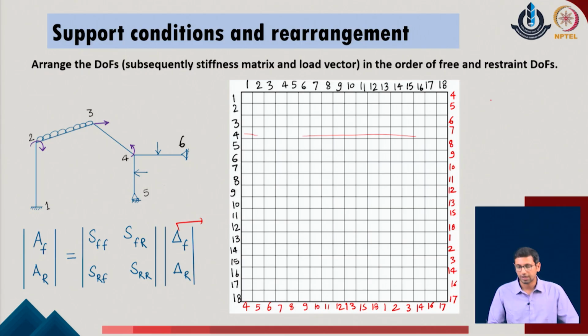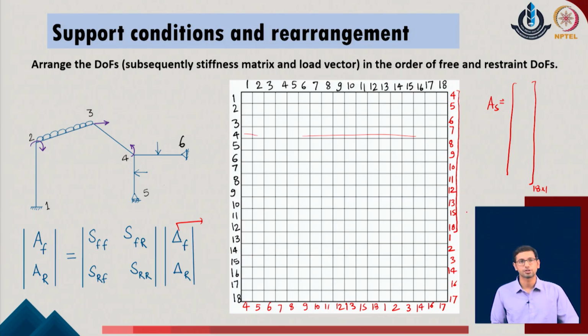So, A of S, which is defined with 18 components in the given system and which has the size of 18 cross 1, will first be written with the positions with respect to the degrees of freedom which are corresponding to the free degrees of freedom. Then we will write the components of the forces with respect to the degrees of freedom which are restrained in the given problem. And this will define that A of S will be broken down into two parts, one corresponding to the free and second corresponding to the restrained degrees of freedom of the given problem.